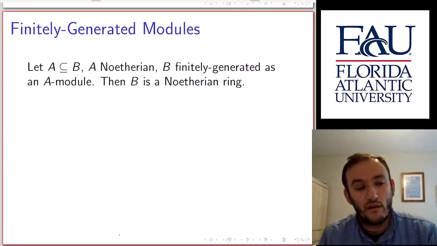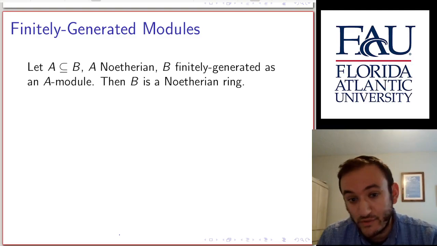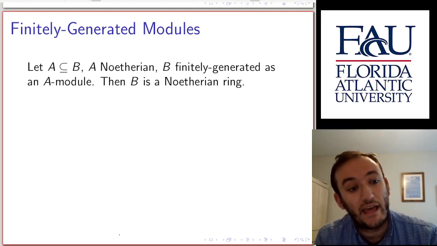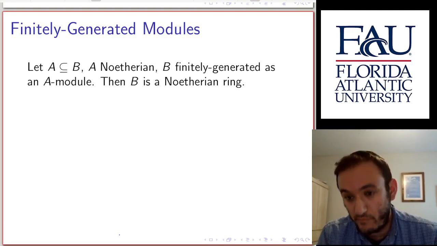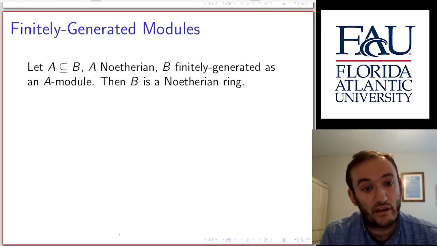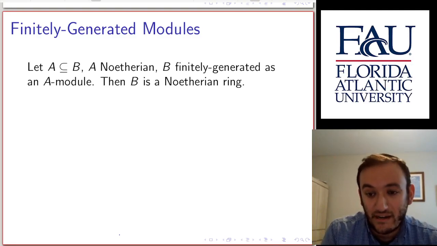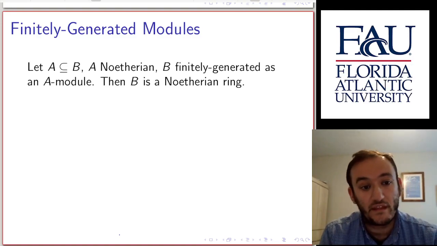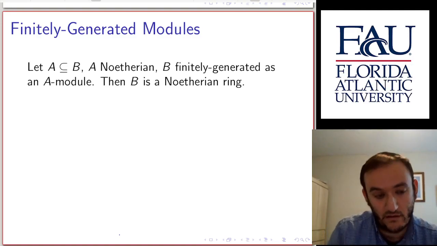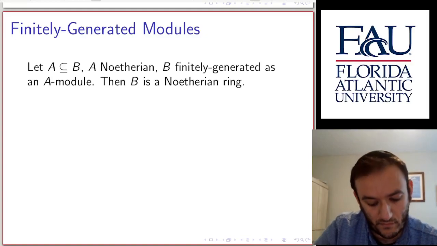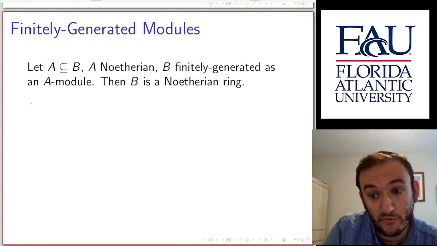Okay, now we'll look at finitely generated modules over Noetherian rings. If you have A contained in B, where B is also a ring, A is a Noetherian ring, and B is finitely generated as an A module, then B is a Noetherian ring. Okay? Let's prove this.